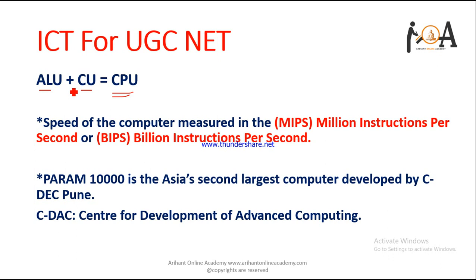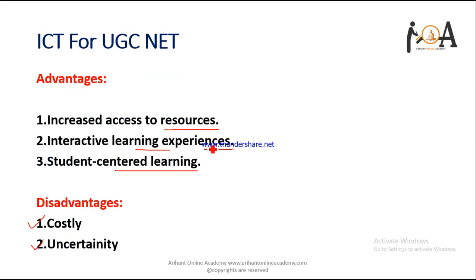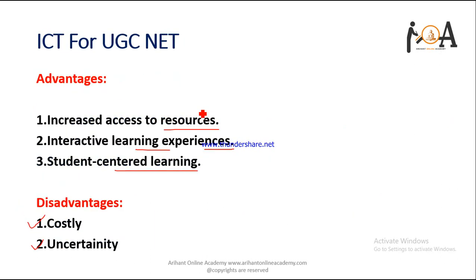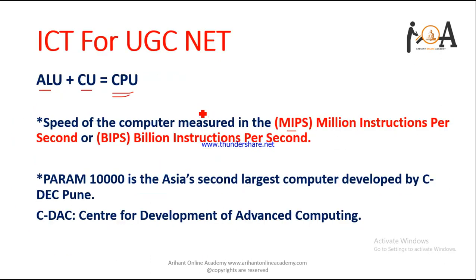And it consists of ALU plus CU. Now the speed of a computer is measured in million instructions per second or billion instructions per second, right? Why? Because a computer system generally does millions of instructions in a second. So if you execute any query, it will execute in nanoseconds. So basically they generally execute millions of instructions per second, right?